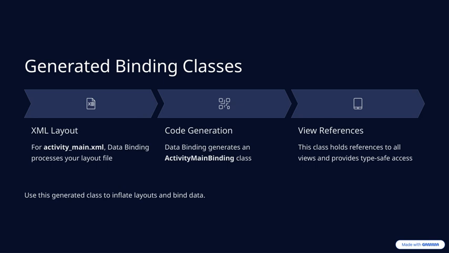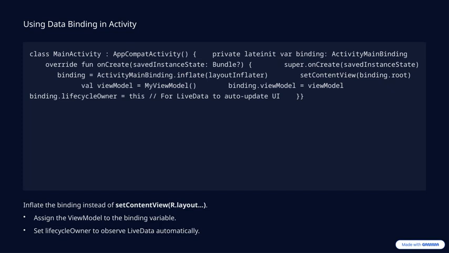Overall, this approach makes your UI code cleaner, more efficient, and less error-prone, fitting perfectly into our broader goal of writing more maintainable and robust Android applications. Now, let's look at how we use data binding within an activity.